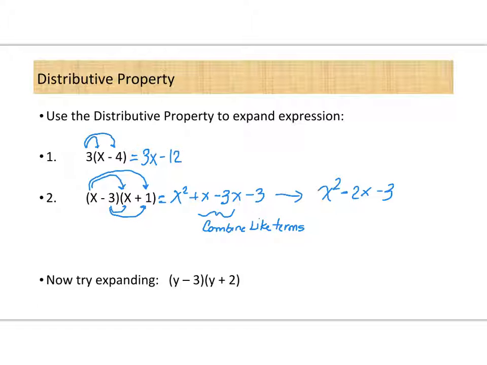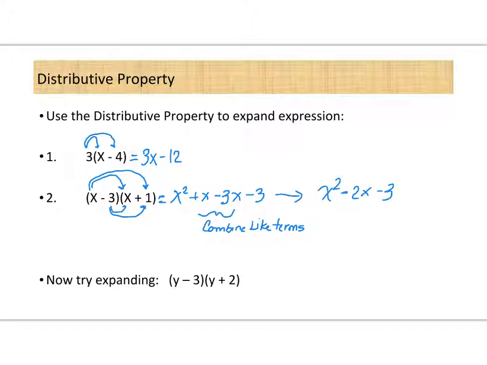So to do the distributive property, I have example number 1, where I have a number in front of parentheses of a two-term expression, where I have 3 parentheses x minus 4. To use the distributive property, I multiply through the two terms. In other words, I have 3 times x minus 3 times 4, which is 12. So I have 3x minus 12. So that is the use of the distributive property.